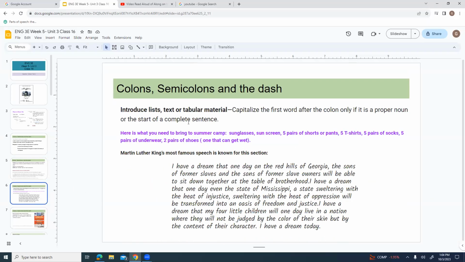It can also introduce lists, text, or tabular material. You would only capitalize the first word after the colon if it's a proper noun or if it's the start of a complete sentence. It's unusual, but it can happen.